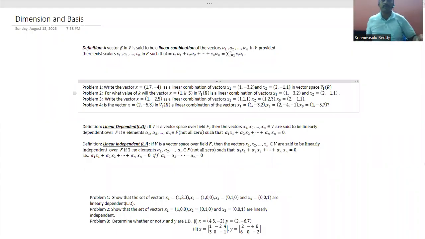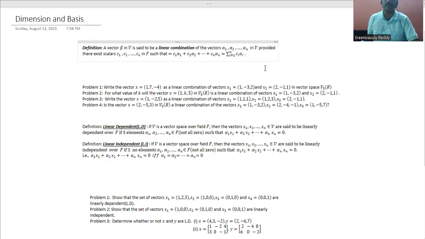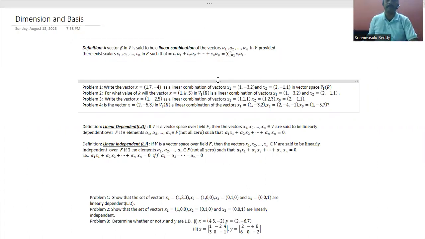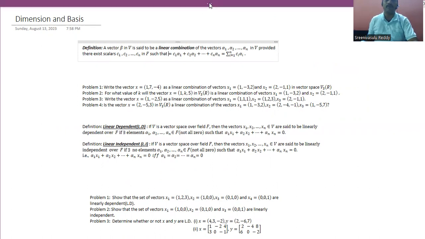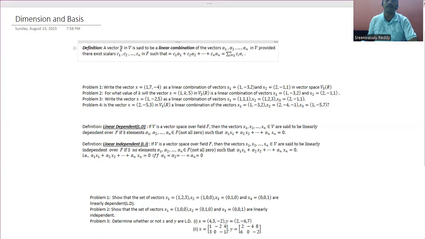So today's topic is dimension and basis, along with linear combinations. First of all, what is a linear combination? First definition: a vector beta in a vector space V is said to be a linear combination of the other n vectors alpha 1, alpha 2, and so on, alpha n in V, if there exist scalars C1, C2, and so on, Cn in the field such that beta is a linear combination of the other vectors.